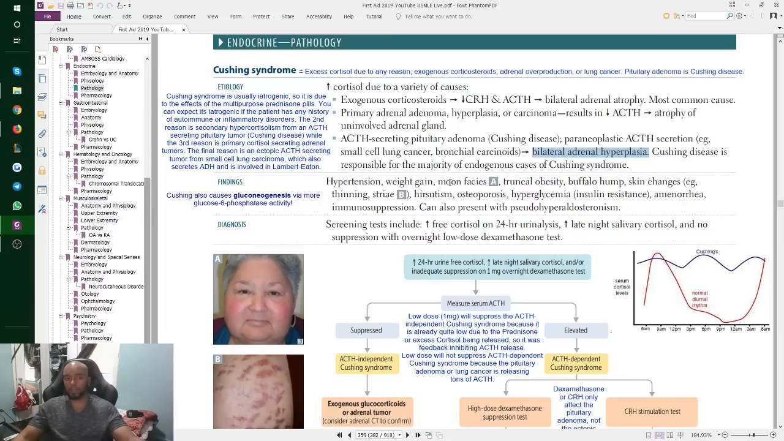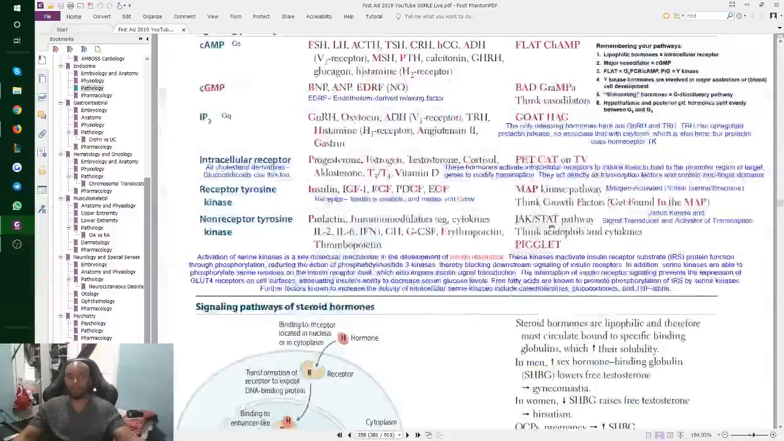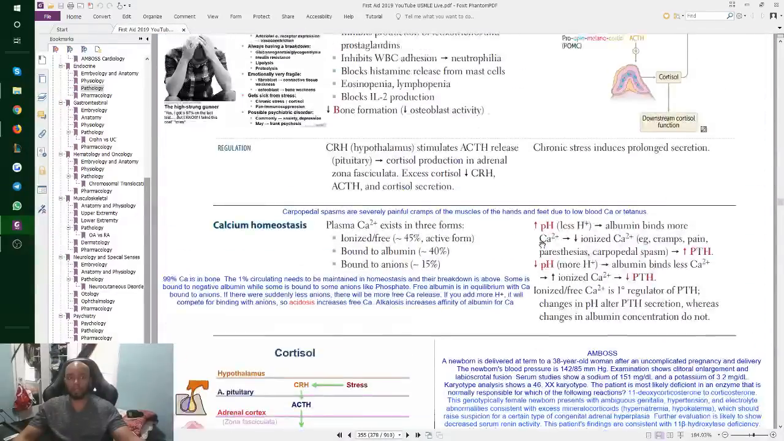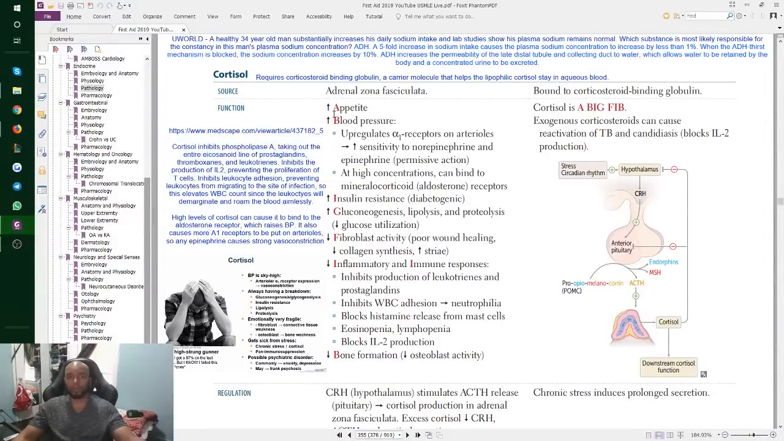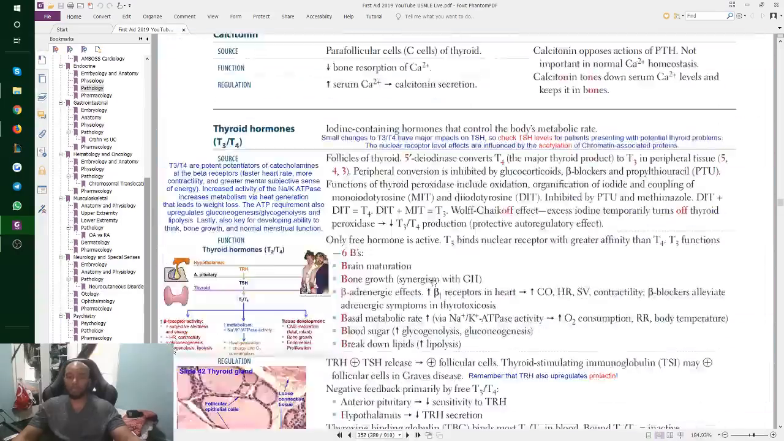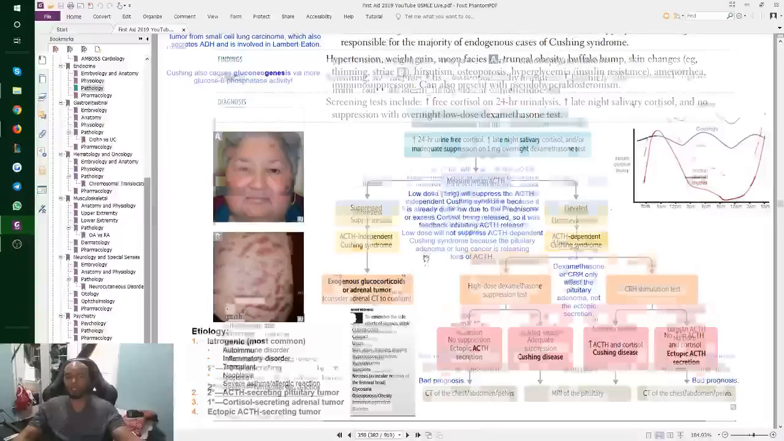We discussed cortisol. We saw all the things that cortisol causes. There was that mnemonic, a big fib, right? And we learned all of those things. So we see some of those things here too. And if I go back real quick to cortisol, right, if we go back right here, so a big fib, right? So you have appetite because you're stress eating. Your blood pressure is going to be high because it's upregulation of alpha-1 receptors, which causes vasoconstriction. There's insulin resistance, there's gluconeogenesis, fibroblast inactivity, inflammatory and immune response goes down, and you have less bone formation. Right? So we're going to start seeing that in these people.